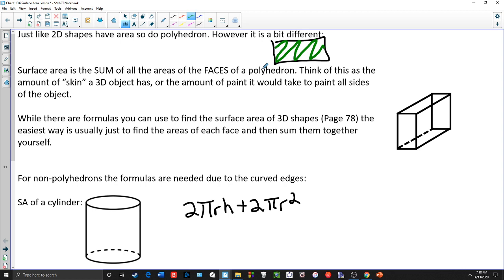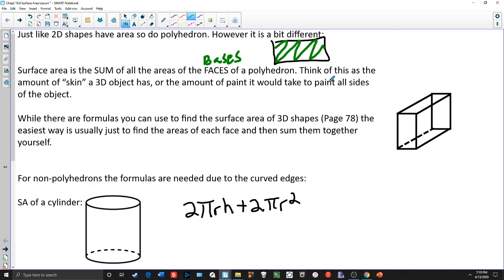Well, the surface area is basically the 3D analogy of area. So the surface area is the sum of all the areas of the faces. I should say faces and bases, because technically the base is also a face of the polyhedron. But we'll say faces and bases of a polyhedron. Remember, a polyhedron is just a fancy way of saying a three-dimensional figure for the most part. So one way to think about this is the amount of skin on a 3D object.